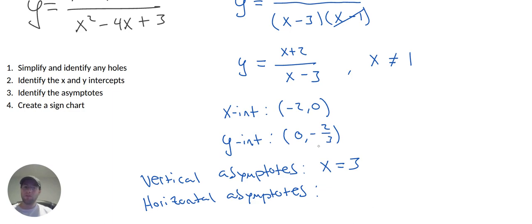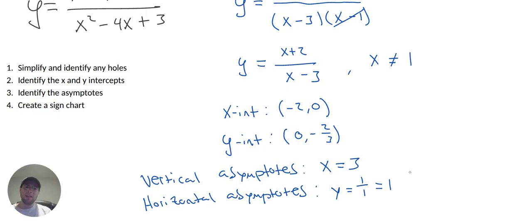If the degree of the numerator is the same as the degree of the denominator, then our horizontal asymptote is found by looking at the coefficients on the leading terms and writing them as a ratio. In our case, the leading coefficient is 1 for the numerator, and the leading coefficient for the denominator is also 1. So we are going to have a horizontal asymptote at y equals 1 over 1, which equals 1.